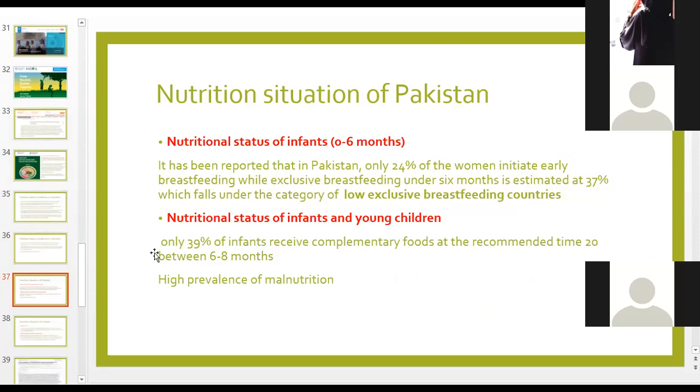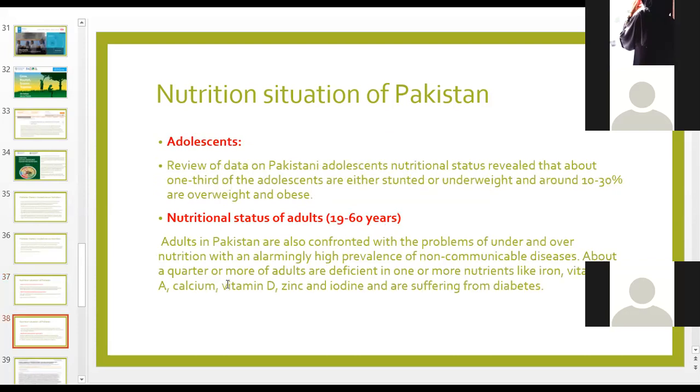Now, the nutrition situation of Pakistan. It has been reported that in Pakistan, only 24% of women initiate early breastfeeding. While exclusive breastfeeding under 6 months is estimated at 37%, so Pakistan falls in the category of low exclusive breastfeeding countries. Only 39% of infants receive complementary feed at the recommended time, and there is a high prevalence of malnutrition. Among adolescents, one third are either stunted or underweight, and 10 to 30% are overweight and obese.